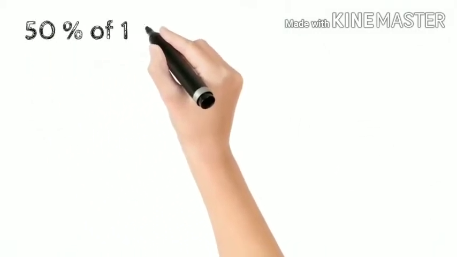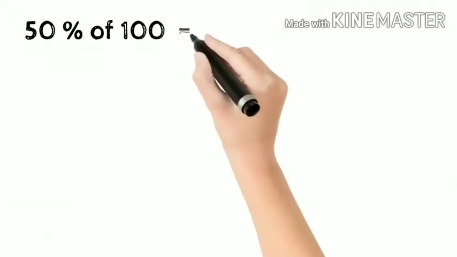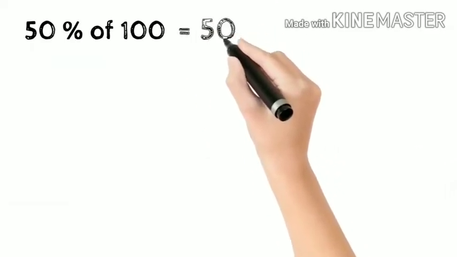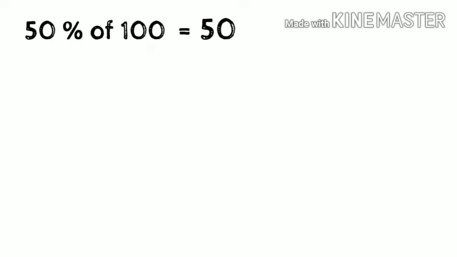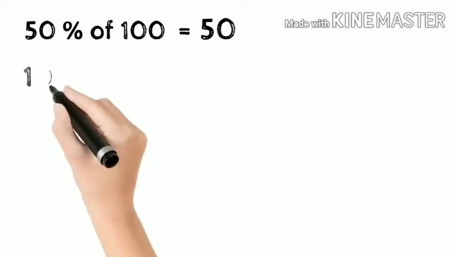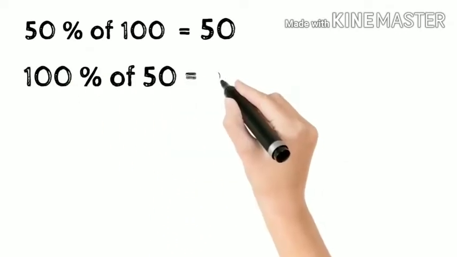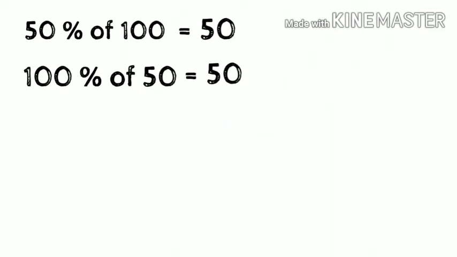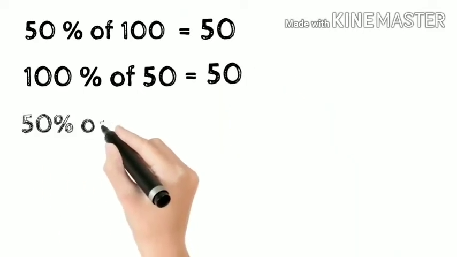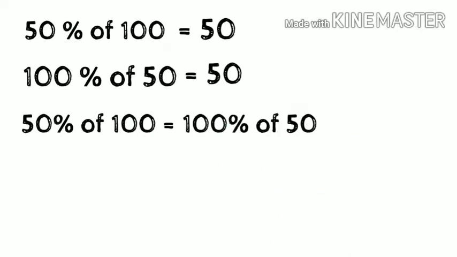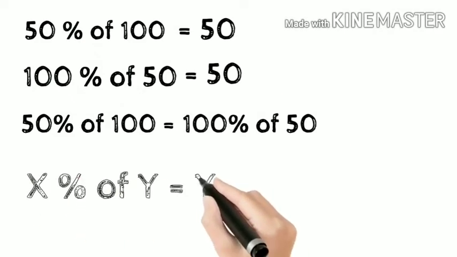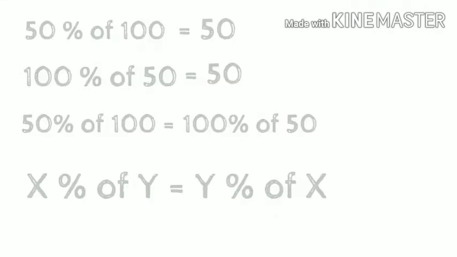Let's understand the basics. What is 50% of 100? We know 50% of any number is actually half of that number. So it will be 100 by 2, that is 50. What is 100% of 50? We know 100% of any number is the number itself. So the answer is 50. Now by combining both of these, we can write 50% of 100 equals 100% of 50. Also from this we get a condition, that is x% of y equals y% of x.